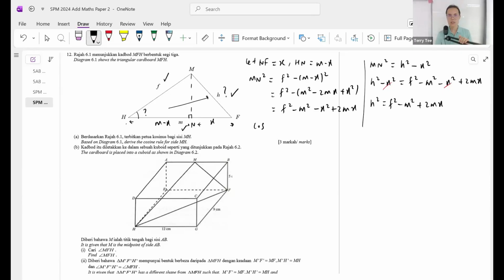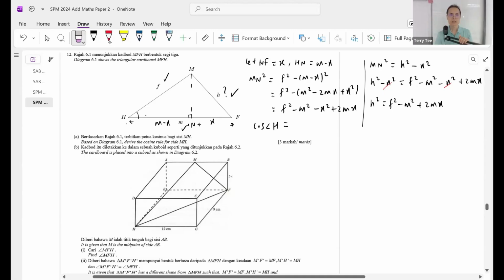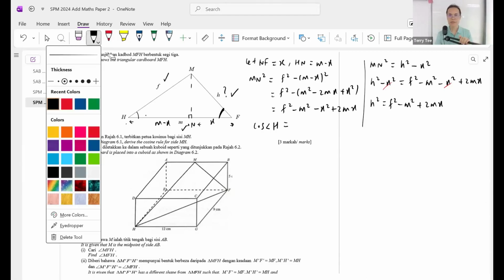So I'm going to write cos angle h equals to, I know it's very long. Or should I use cos angle f? Let me see. Maybe I use cos angle f. The other side is better because I name this as x, right? So maybe I use this angle, because I need x. If I use the other side, I got m minus x, right? So let's use cos angle f.